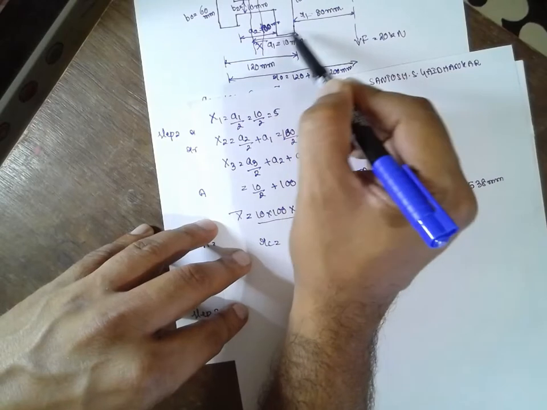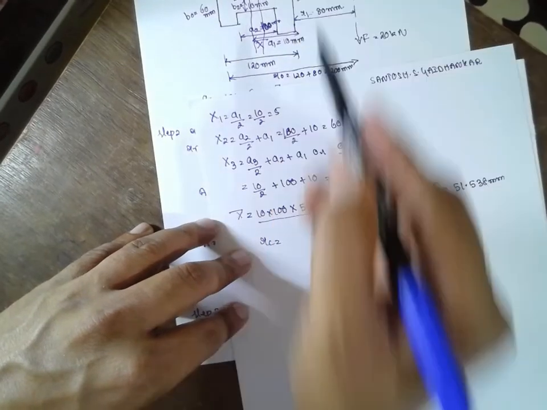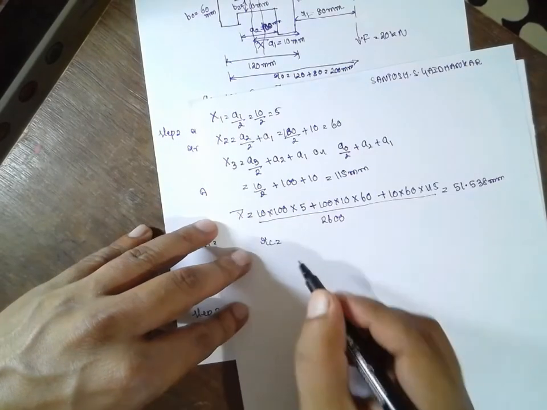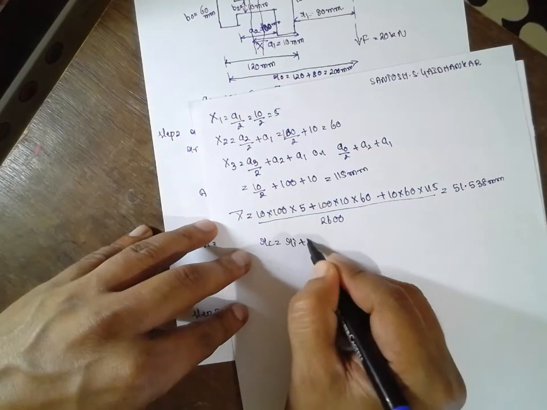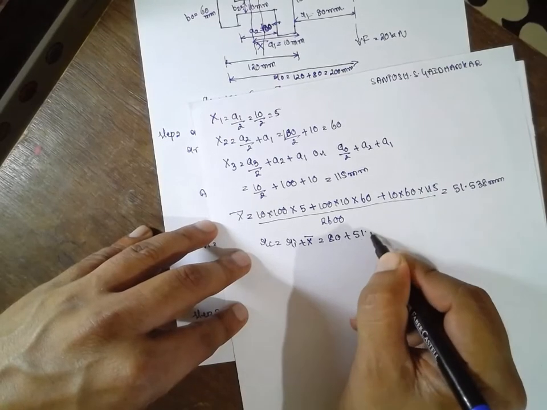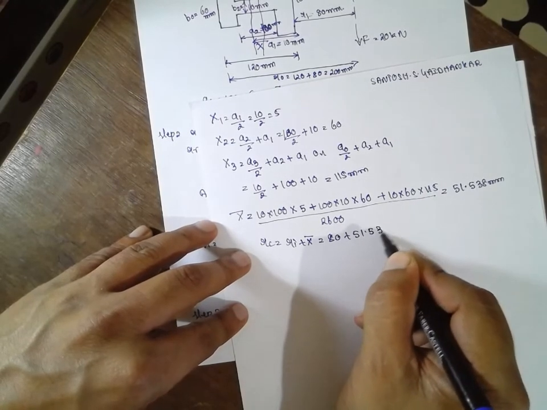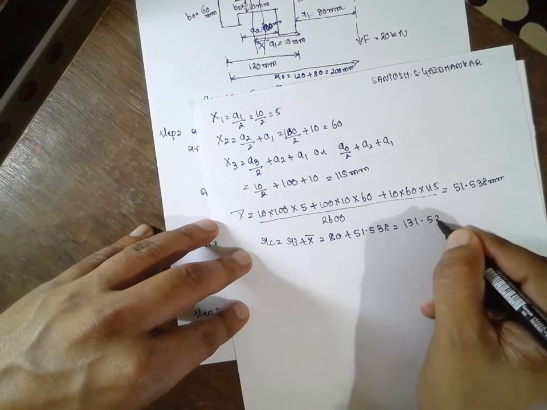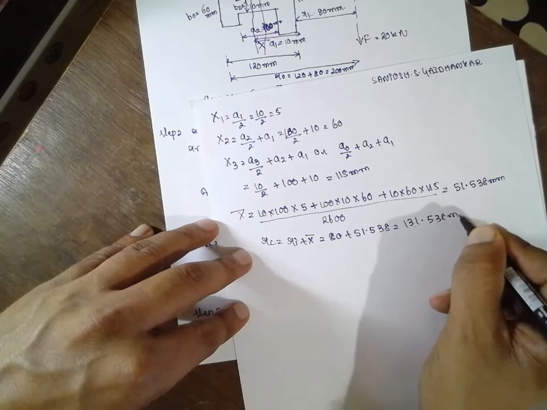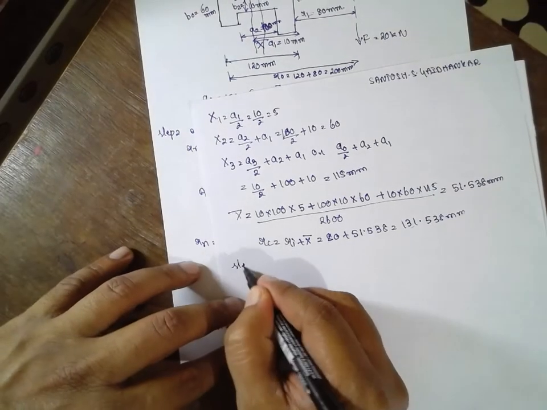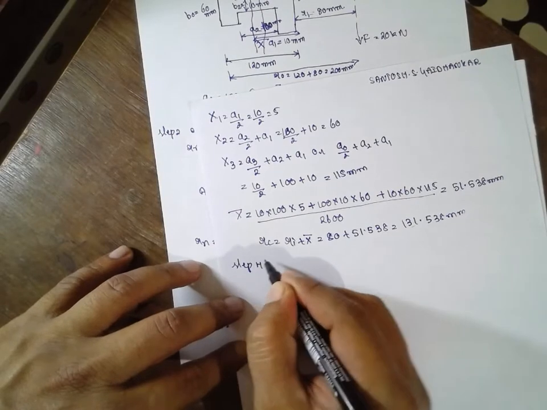After knowing this one, you have to find out RC. RC is nothing but what? RI plus X bar. You will get RC. RI is 80 plus X bar is 51.538 mm. The answer will be 131.538 mm.